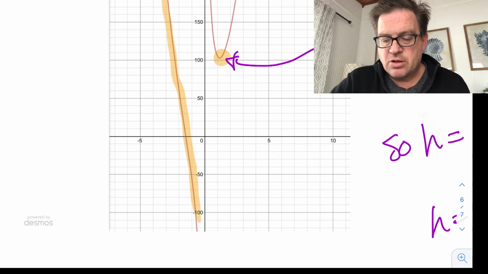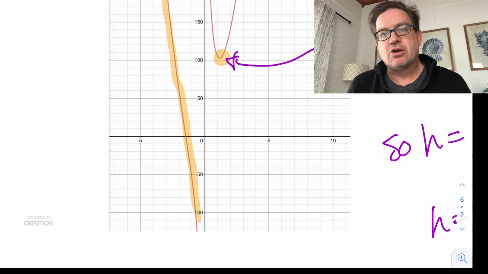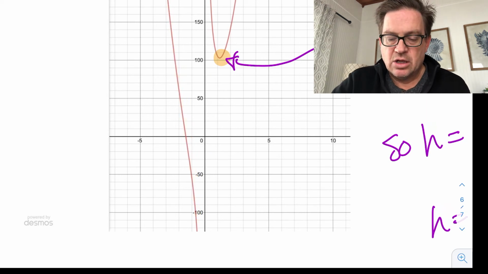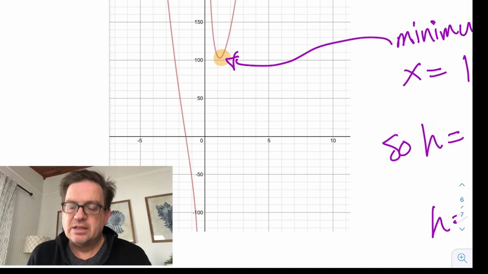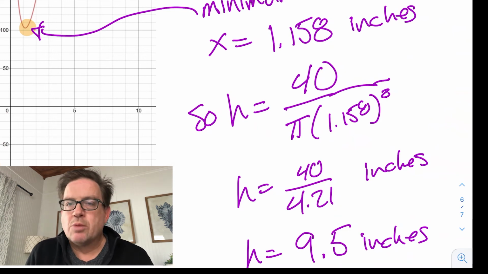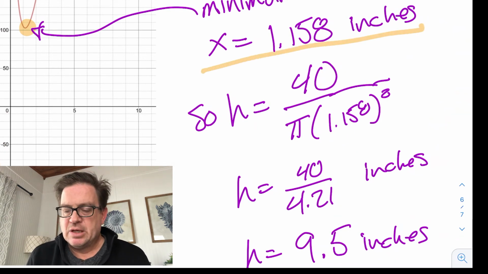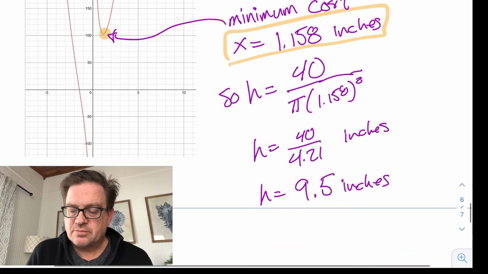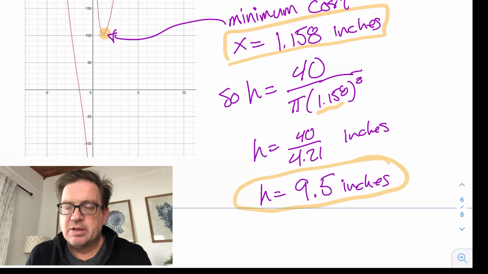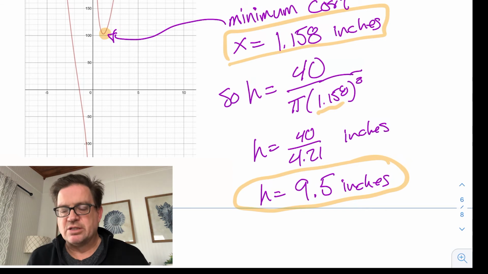This part of the graph over here is irrelevant for our problem because that's the radius being negative, and that can't really happen in reality. So what we're looking for is that minimum value there. If you zoom in on it in Desmos or on your calculator, I found that it was 1.158 inches. That's the radius. So what's the height? You can plug that 1.158 back into the height expression, and after a little bit of trial and error, I got that it was 9.5 inches.